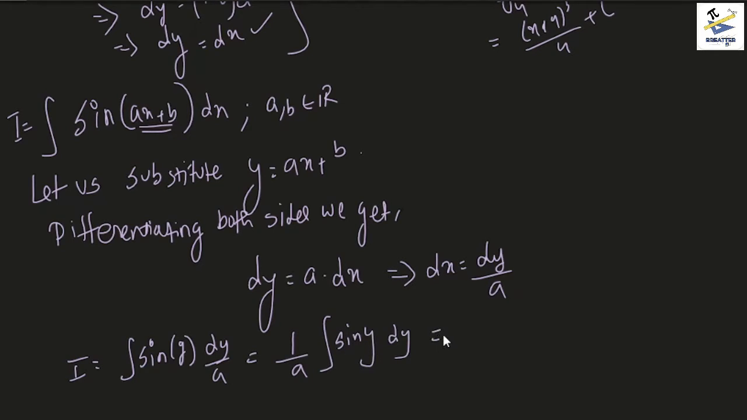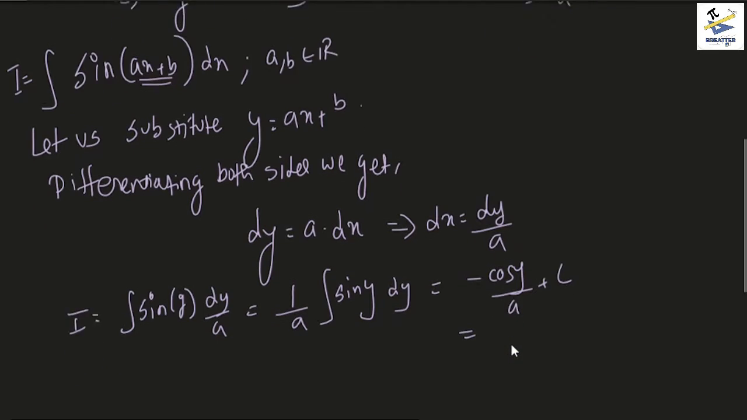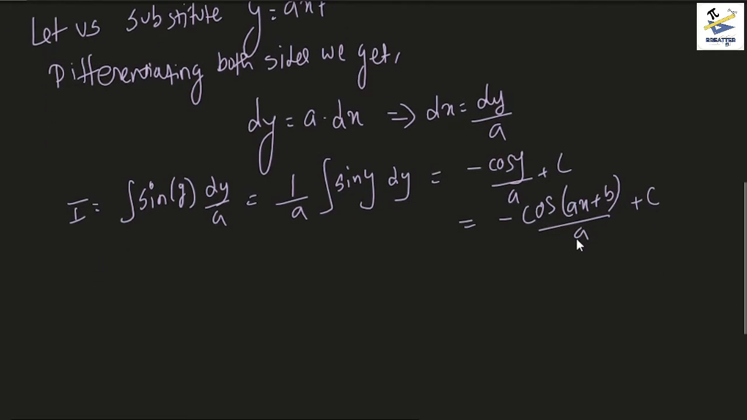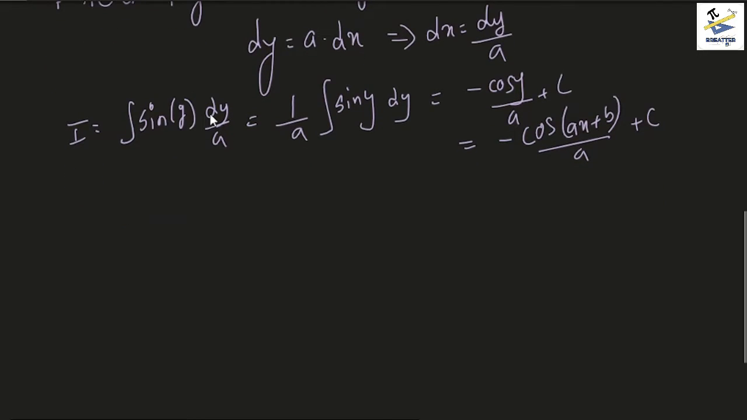Now we know the integration of sine y is just minus cos y, so the answer would be minus cos y by a plus c. And it's time to put back the variable which we substituted, which would give us minus cosine of ax plus b by a plus c, which is the answer for our integration. So as you see, this kind of integral can be solved by using simple substitutions, but obviously there are harder ones. So let us try to find another integral.